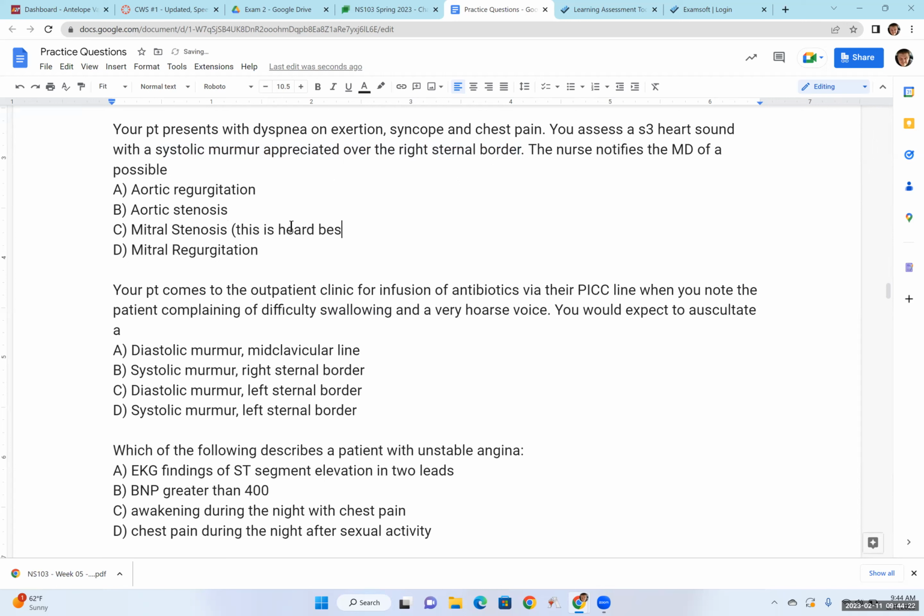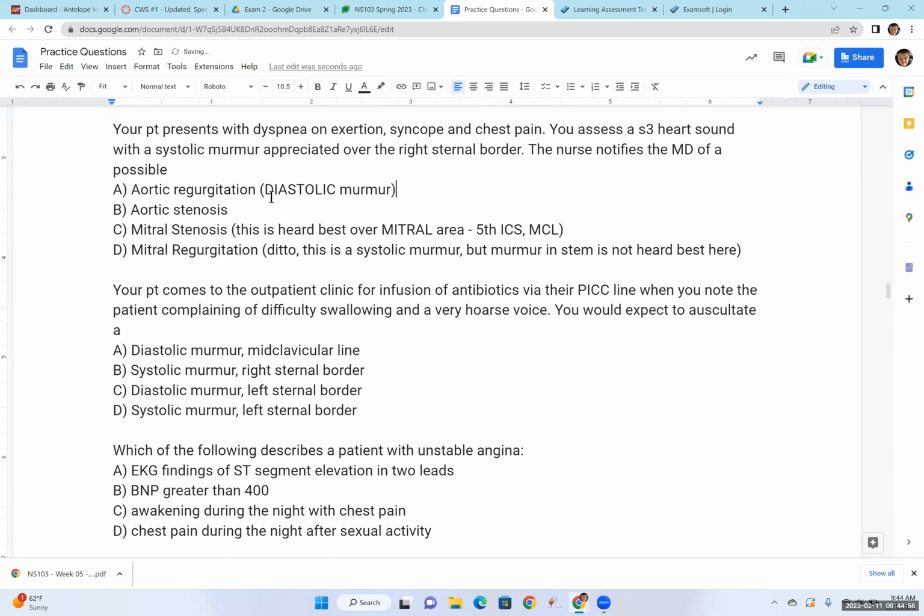It's heard best over the mitral area, right? Which is what? Fifth intercostal space, midclavicular, right? And this is a mitral regurg, a systolic murmur, right? But it's not heard there. It's not heard best here. All right, so then what do we settle on? Aortic regurg is a diastolic murmur, right? And this one is yes.